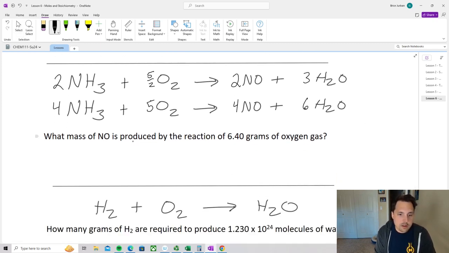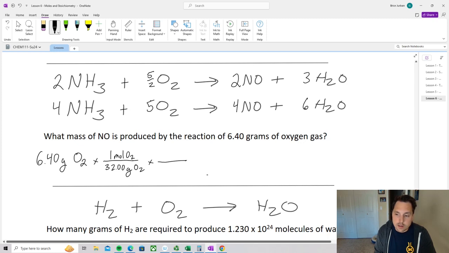So what mass of NO is produced by the reaction of 6.4 grams of oxygen? Well, here we're going to start by doing the conversion from grams to moles so we can compare these molecules. That requires us to divide through by the molar mass, which is calculated above. Okay, NO, that's also on the right side of the reaction.